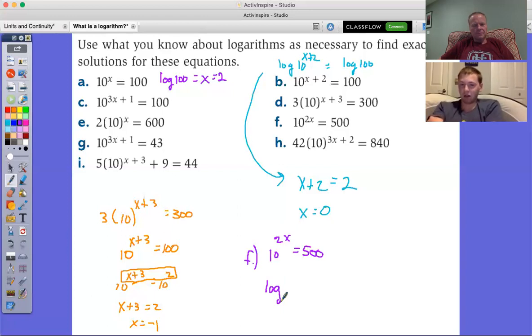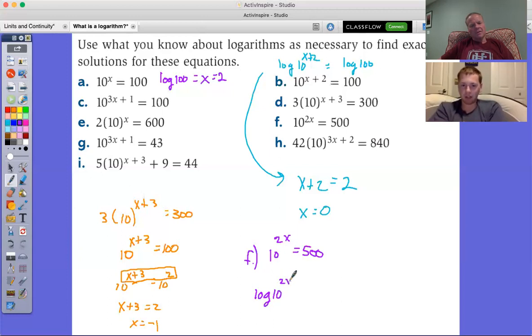So log of 10 to the power of 2x. I'm thinking differently than you are, so I'm going to get rid of this for a minute and listen to what you're saying. Are you saying log both sides? Yeah, because we want to somehow get access to that exponent.